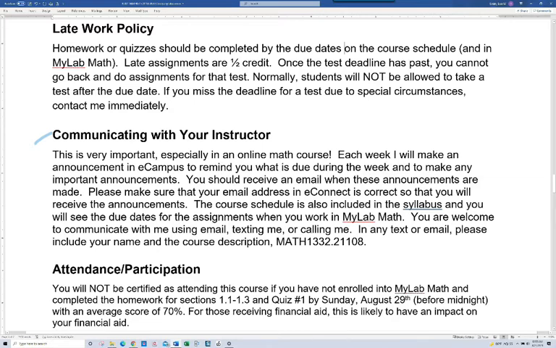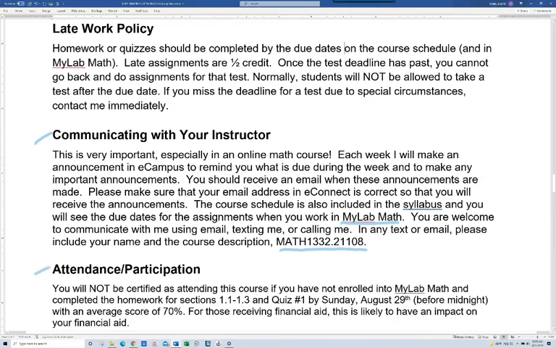Notice the due dates for the assignments are in MyMathLab. They're also on the schedule. We talked about how you can reach me. I have a lot of classes this semester, so if you'll include the course description, that'll help me to know which class you're in.